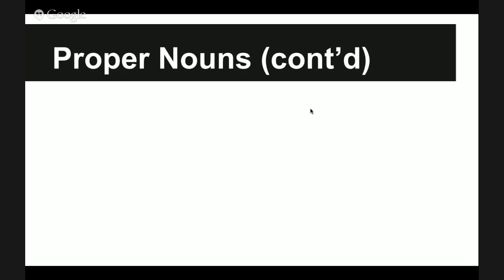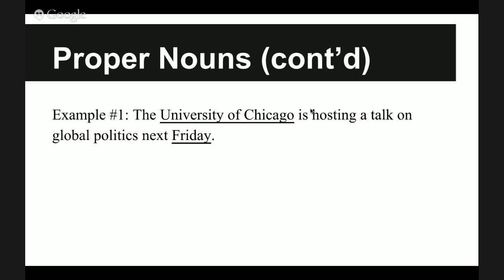Taking a look at some examples of proper nouns. Okay, so this sentence, the University of Chicago is hosting a talk on global politics next Friday. Okay, and so the underlined terms, University of Chicago and Friday, are the proper nouns in that sentence. They refer to a specific place, University of Chicago, or a specific thing, a specific day, Friday. Okay, so the University of Chicago is hosting a talk on global politics next Friday.